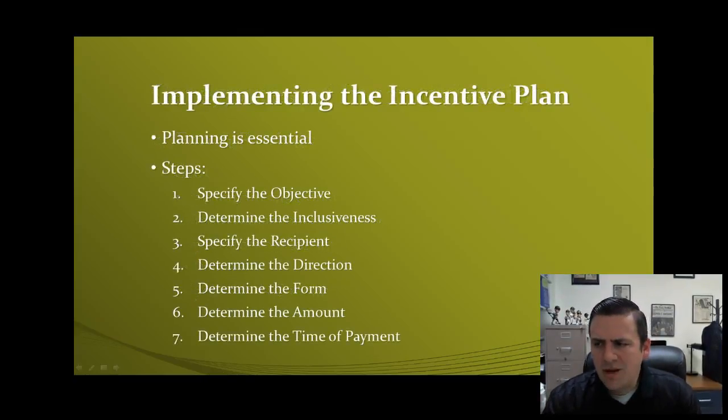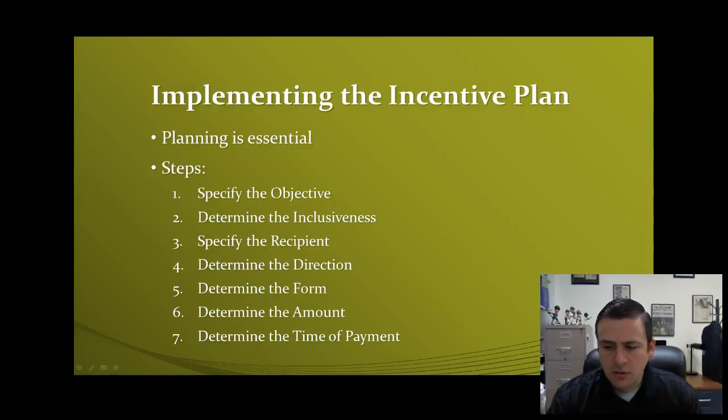And so really when we implement an incentive plan, we know that planning is essential. Essentially, the steps you would go through in implementing an incentive plan start with specifying the objective, so knowing what objective your incentive serves, and then determining who you're going to include. In other words, what type of category are you looking at? Who's going to be your target audience? So specify the recipient. Who's your target audience for the promotion? Does the promotion match the intended audience?